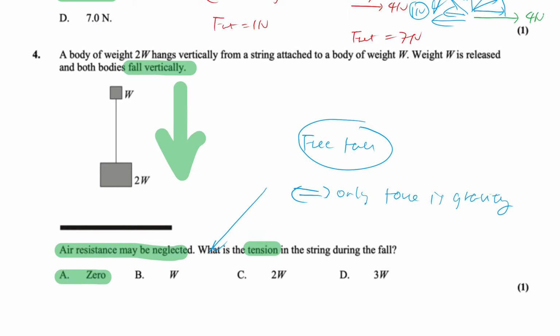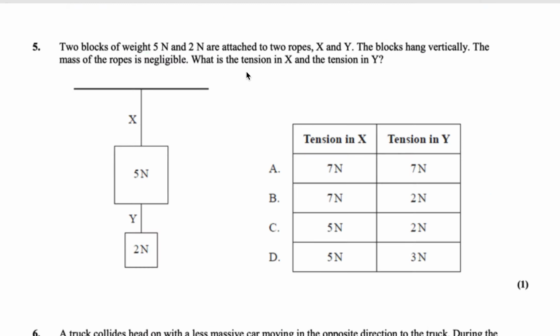Now let's have a look at question 5. Question 5, they have a ceiling here, okay, so we know clearly it's not free fall, and they ask you what is the tension in X and the tension in Y. So these two tensions are obviously different, so we're just using the system method. Let's quickly draw this together.